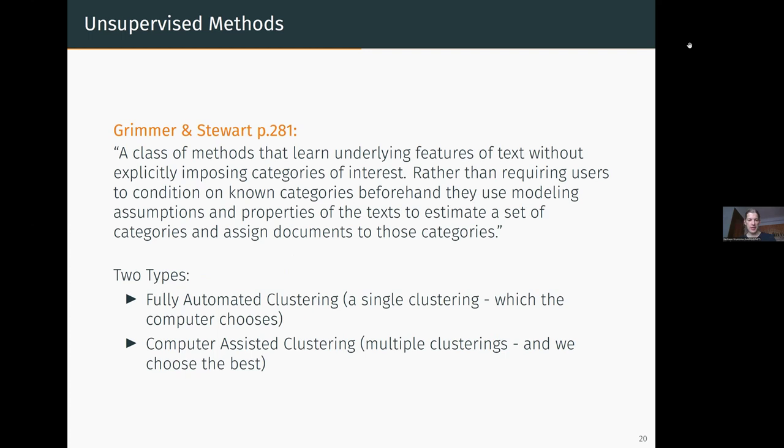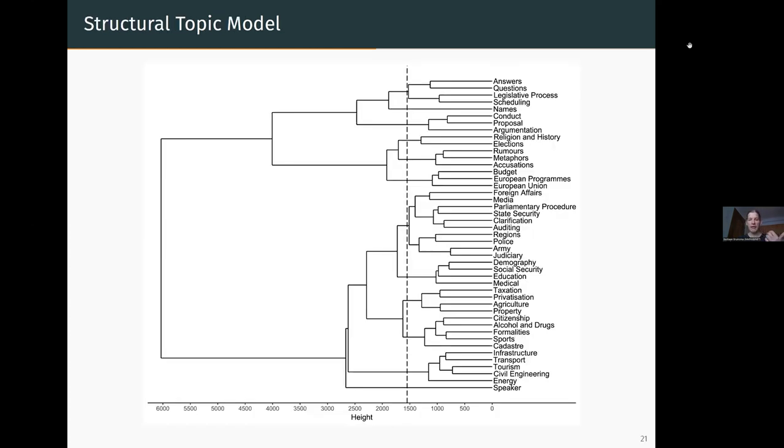Then we have unsupervised learning. This is where you do not yet have your categories ready. A very good way to define that is that it's a class of methods that learn underlying features of text without explicitly imposing categories of interest. Therefore, rather than requiring us to condition on known categories, we can use modeling assumptions and properties of the text to find new categories. And this mostly comes in fully automated and computer-assisted clustering. The difference mostly is that in the latter, we help the computer, and in the first, we basically have the computer choose something, and we then figure out using lots of statistics which one's good.